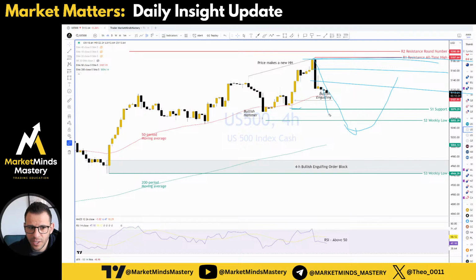Or on the other hand, if the price just comes directly down here, there is a 4-hour order block at this point to pick up some trades.